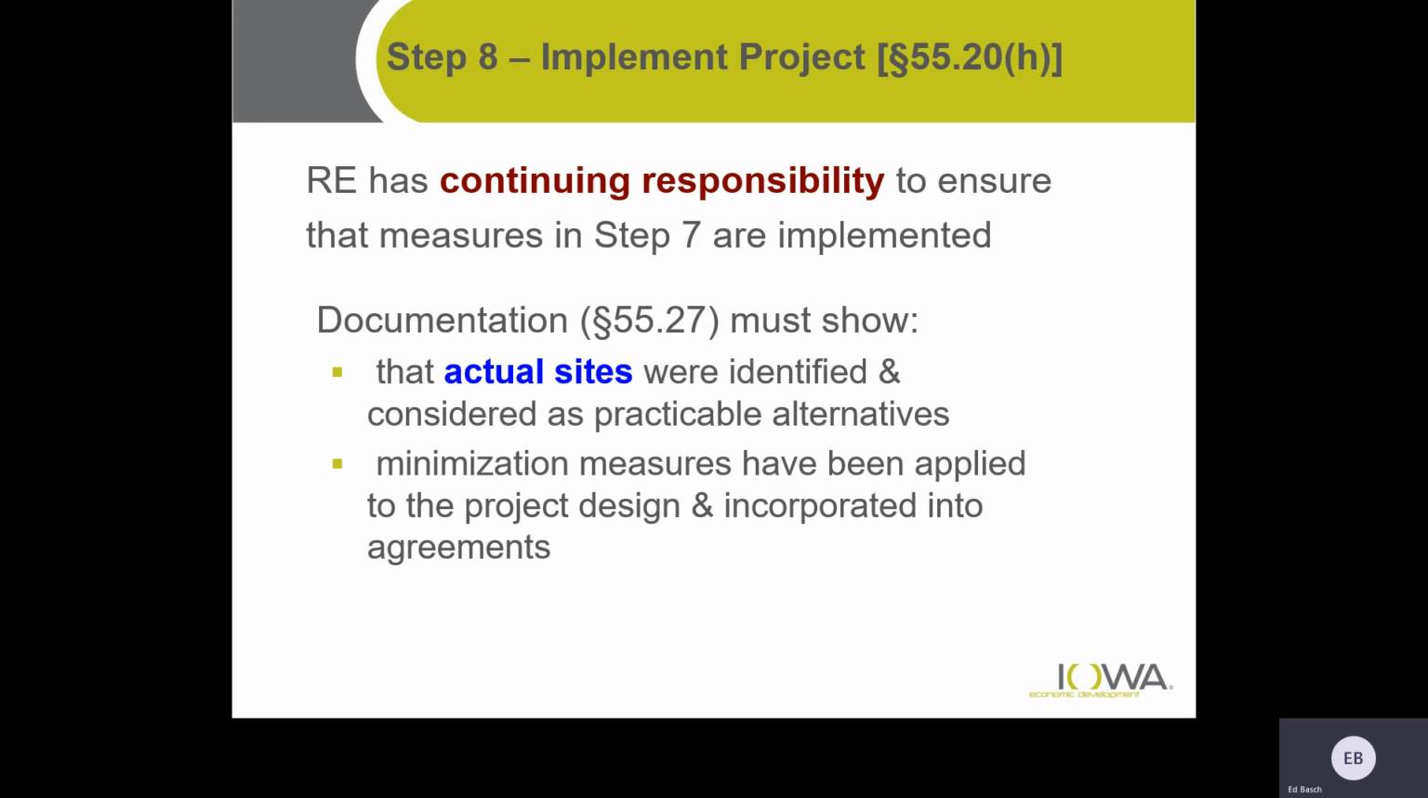The RE has a continuing responsibility to ensure that measures in step 7 are implemented. So it's not just that you say these things and walk away from it. Someone has to be responsible to make sure that any kind of mitigation or restoration activities are followed through on. And finally, the actual sites that were identified and considered as practical alternatives should be identified, and mitigation measures that have been applied to the proposed project design and incorporated into any agreements are part of the RE's continuing responsibility.